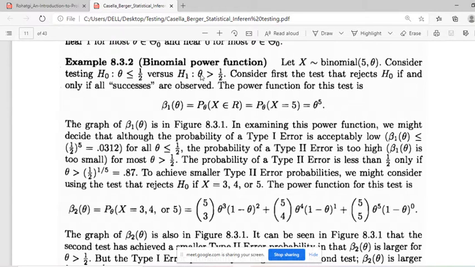Look at this alternative hypothesis. This is theta greater than 1 by 2. That means theta may be 3 by 4, or theta can be 1, or theta can be 5 by 6. So those are the possible values under the alternative hypothesis. To accept the alternative hypothesis, we should have a maximum number of successes. So we are considering that as the rejection criterion: we reject the null hypothesis if and only if all successes are observed.